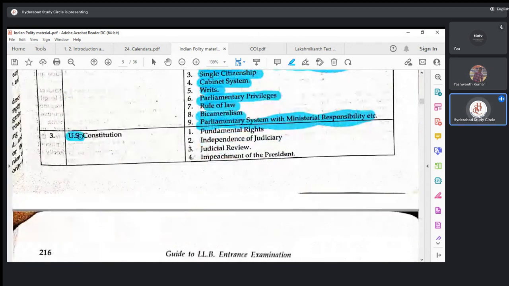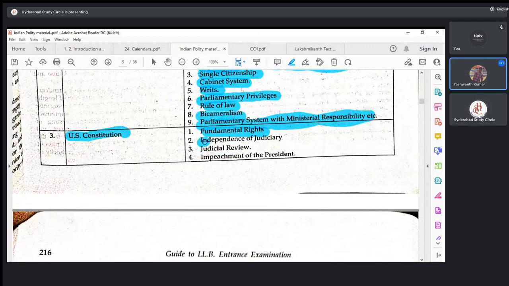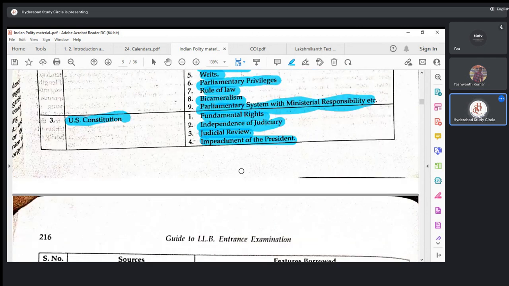What have we taken from the US Constitution? Fundamental rights, independence of judiciary, judicial review, and impeachment of the president. So judicial review is given in which article? Which article have we taken judicial review from?